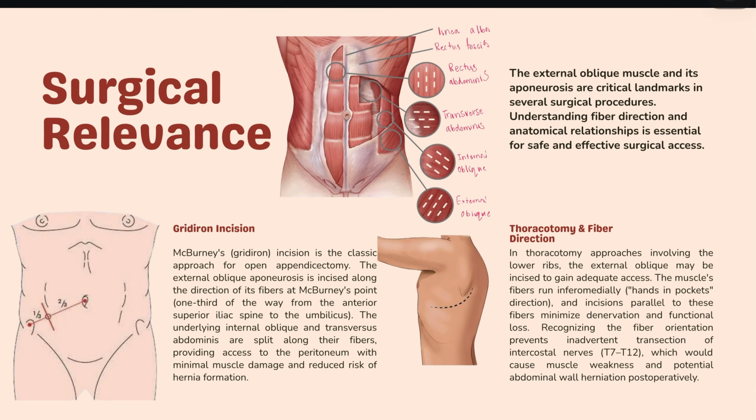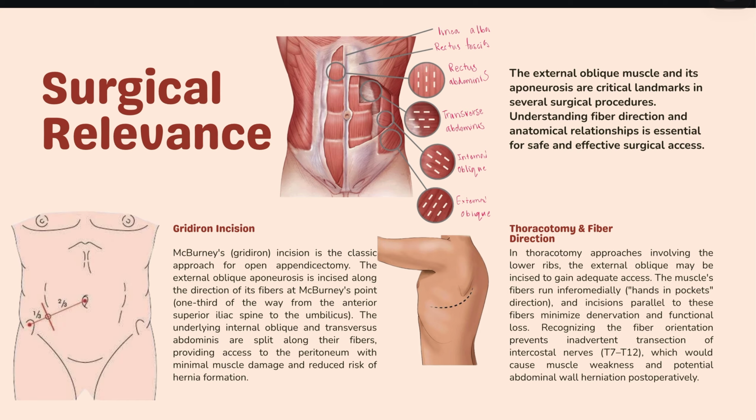So surgically, for thoracotomies, we use this as a marker. And also, McBurney's incision is the classic approach for the open appendicectomy. When we get appendicitis, we use McBurney's incision. The external oblique aponeurosis is sliced along the direction of its fibers at McBurney's point, one third of the way from the anterior superior iliac spine to the umbilicus.